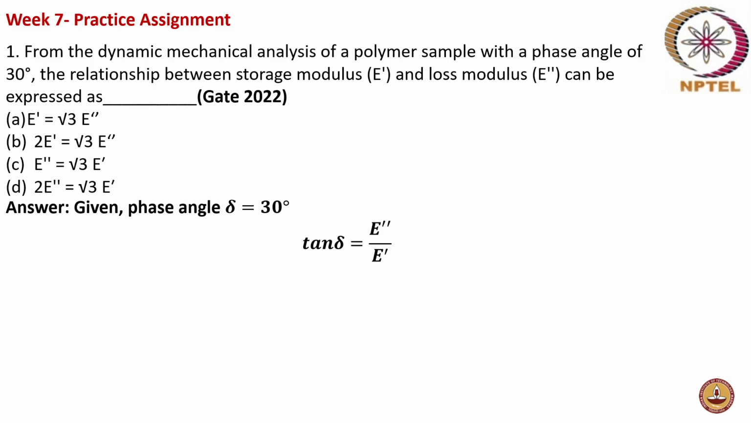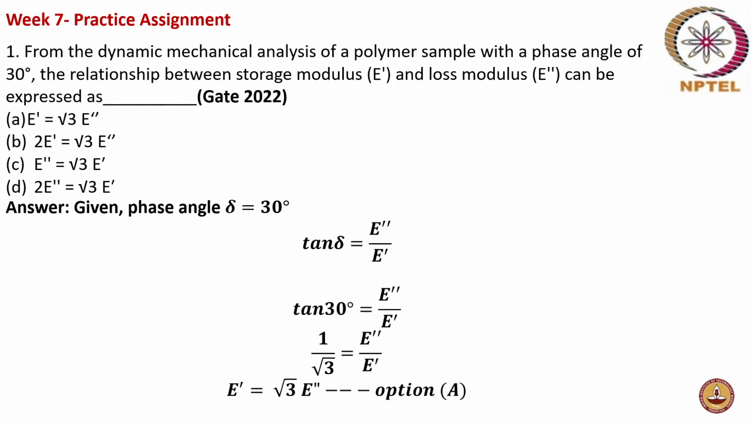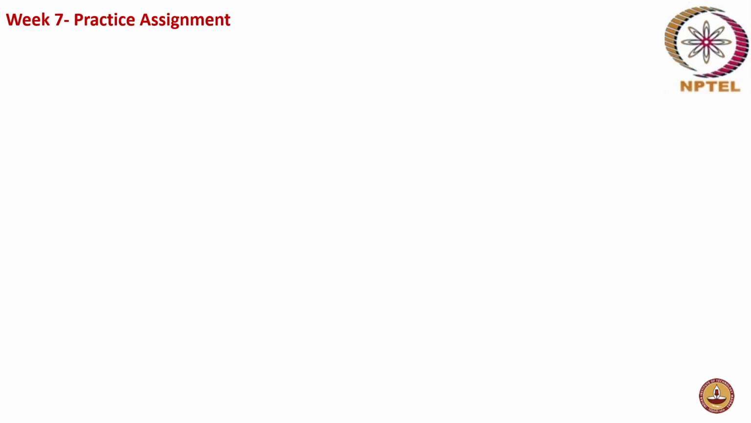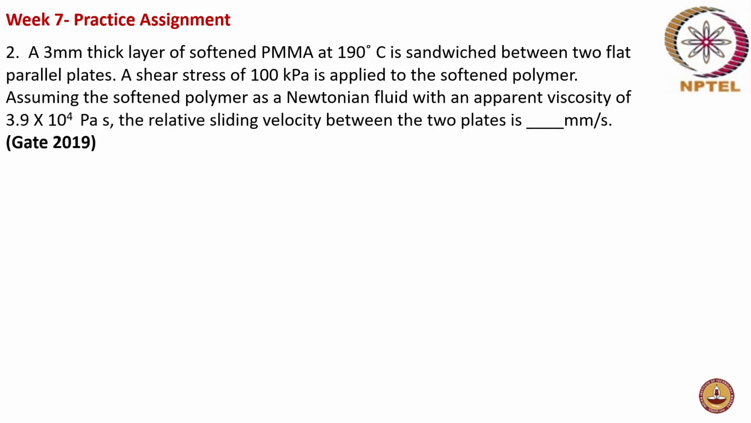Yes, you're right. Tan 30 is nothing but 1 by root 3. So you get the relation E prime is equal to square root of 3 into E double prime. So option A is the right answer. Okay, let's proceed to question number 2.